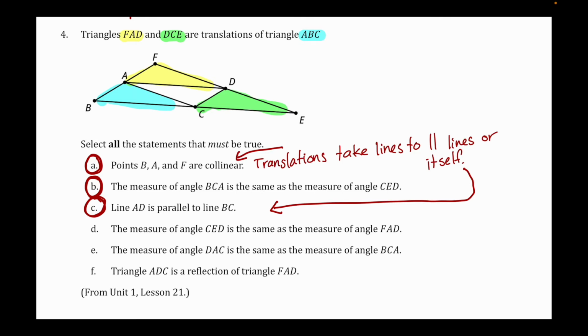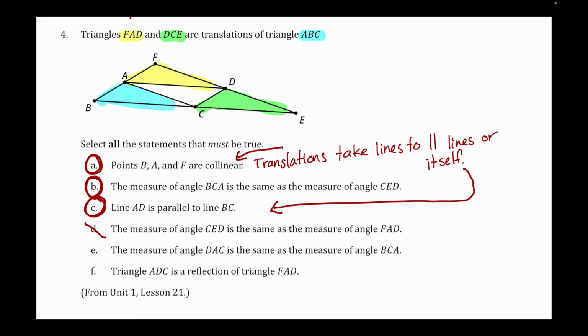Okay, option D says the measure of CED is the same as the measure of FAD. So CED, and that says it's the same as FAD. So that's this angle here on the left on this triangle and on the right on this one. That is not going to be true because they are not corresponding. And we only did a translation, so they should still be on that same side. So not correct for this one.